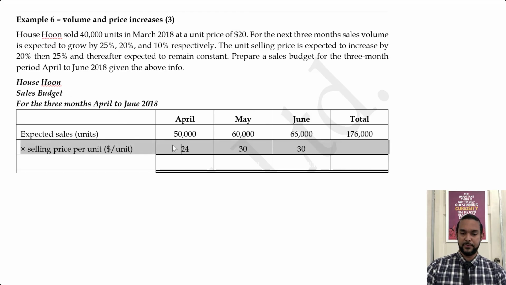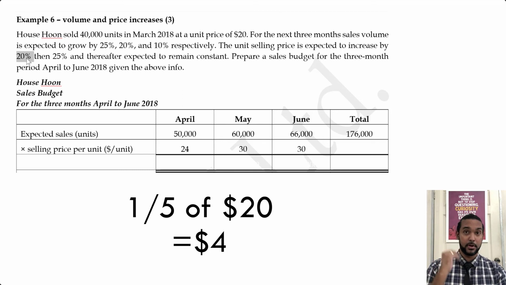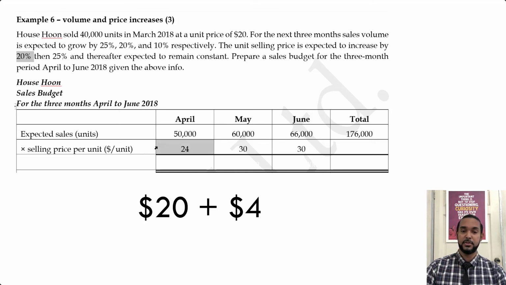So we have 24. How did we get 24? So $20 was the March selling price, and it was going to increase by 20%. 20% is 1/5. 1/5 of 20 is $4. 20 plus 4 will give us 24.